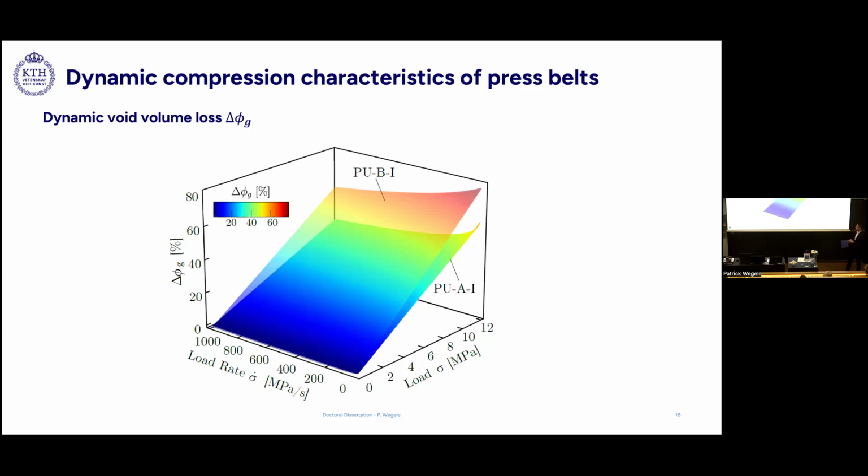Furthermore, you can also see that the polyurethane matrix formulation has a prominent influence on the evolution of these void volume losses. So the polyurethane that you use for these press belts also has an important influence on the overall behavior.